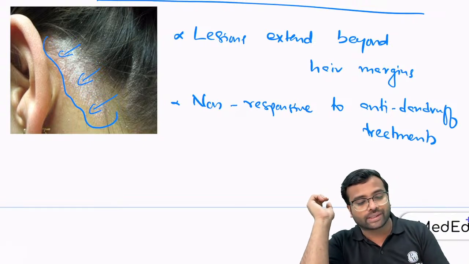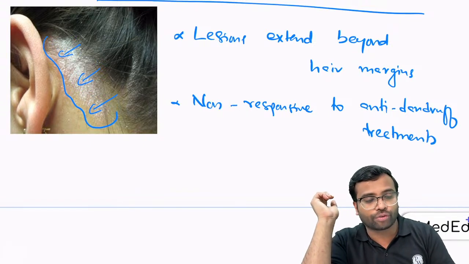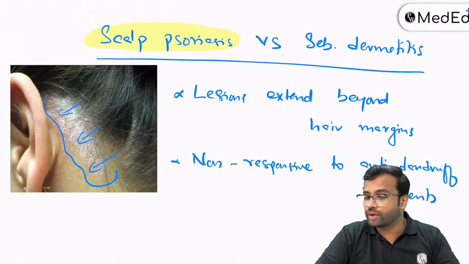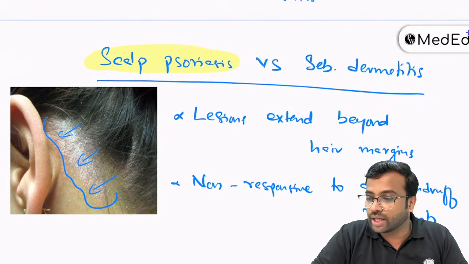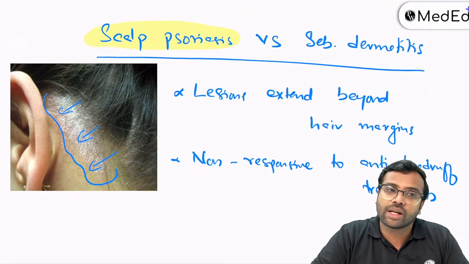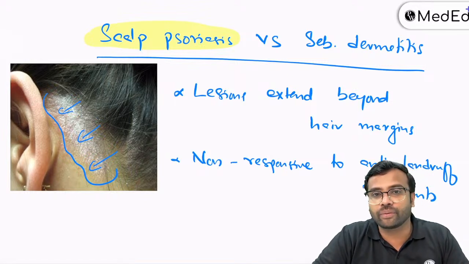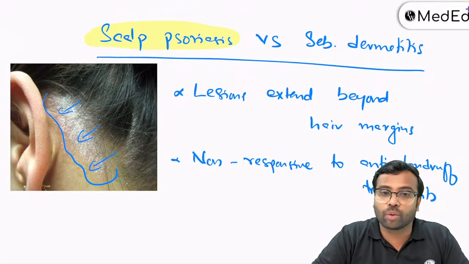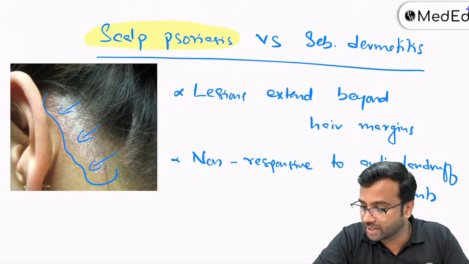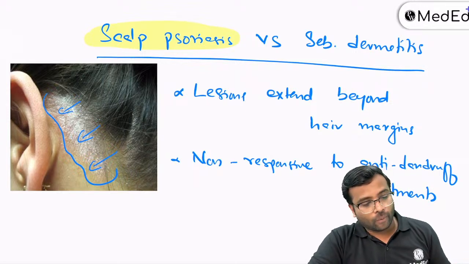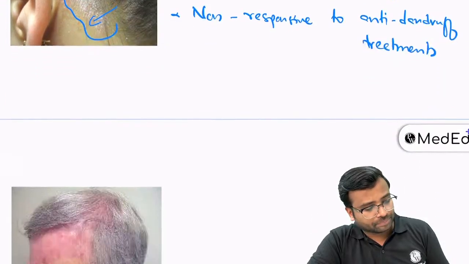So all those things will go in favor of which one? It will go in favor of scalp psoriasis. Okay, very good thinking, very good thought process. So that is how you can diagnose scalp psoriasis in comparison with seborrheic dermatitis. Clear? Now, moving to the next one.